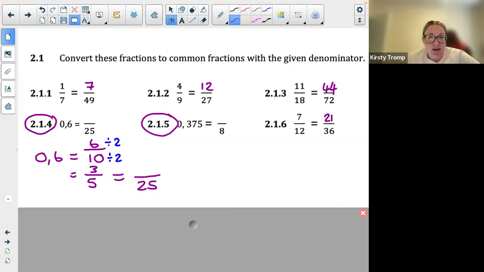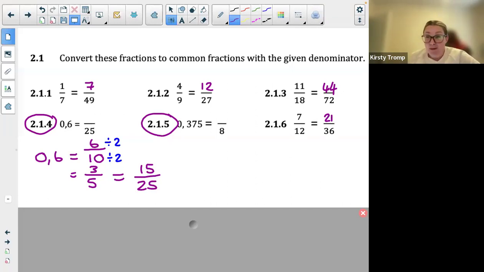Tell me in the chat, what is it the same thing as saying over 25? What is it? 15. Good, Umar. Well done. What did I need to do? I needed to times by 5.